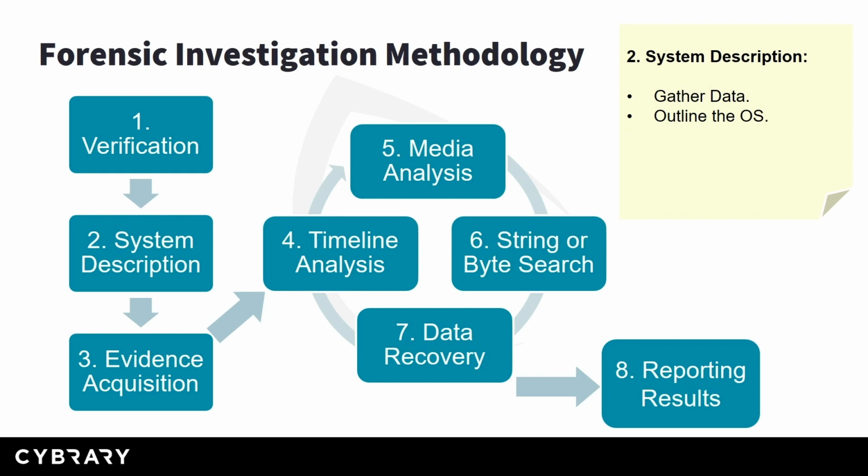Then follows the system description, the step where you start gathering data about the specific incident, starting by taking notes and describing the system you are going to analyze. Where is the system being acquired? What is the system's role in the organization and in the network? Outline the operating system and its general configuration, such as disk format, amount of RAM, and the location of the evidence.